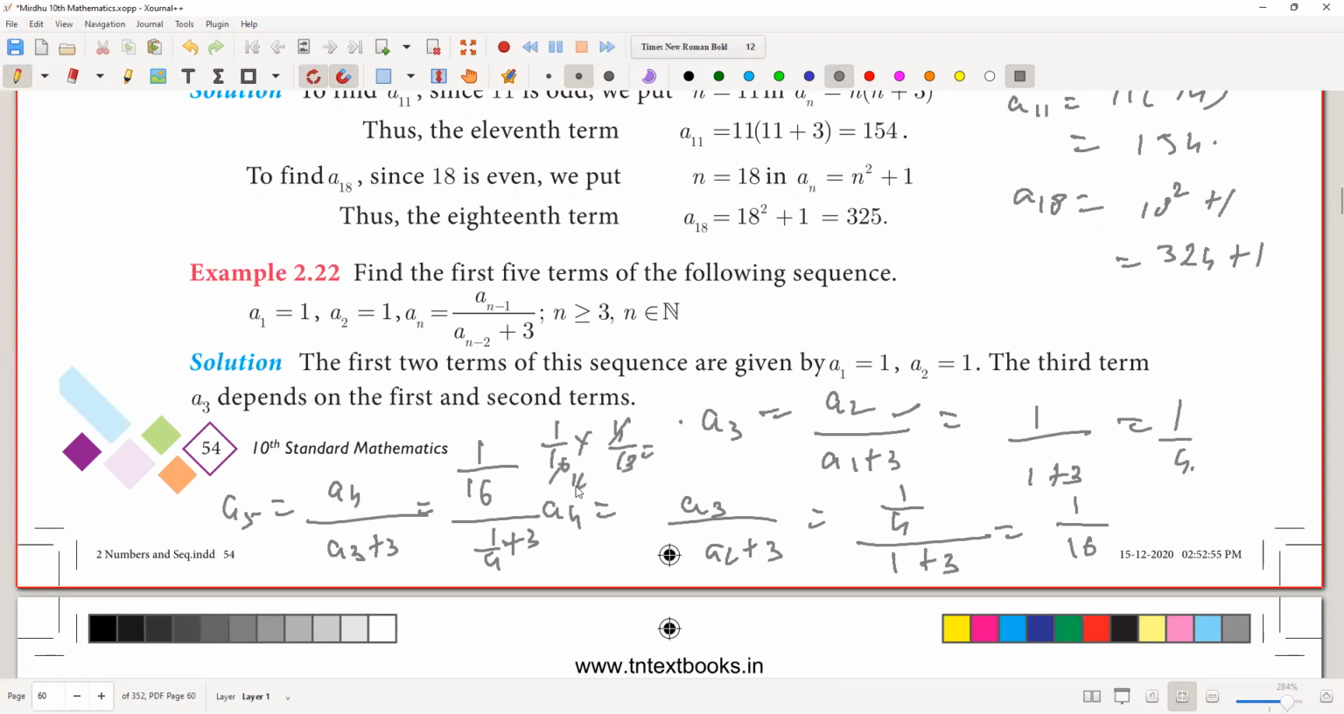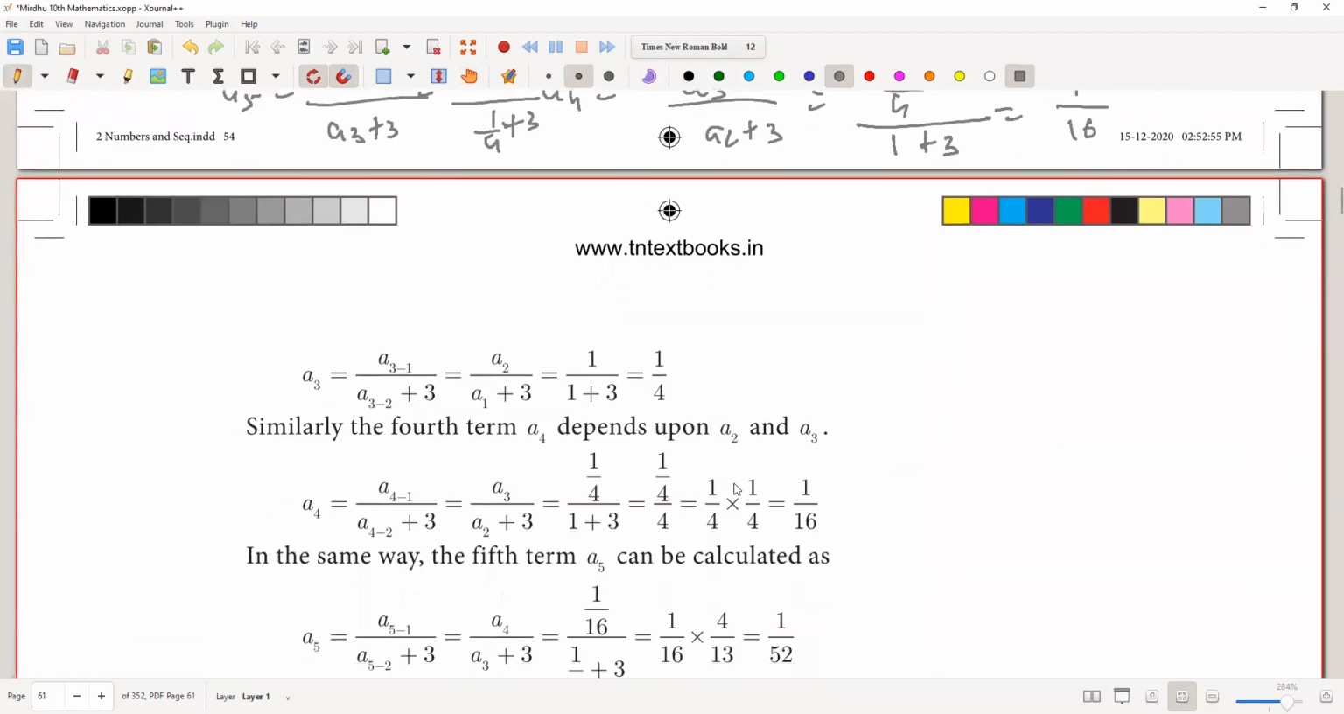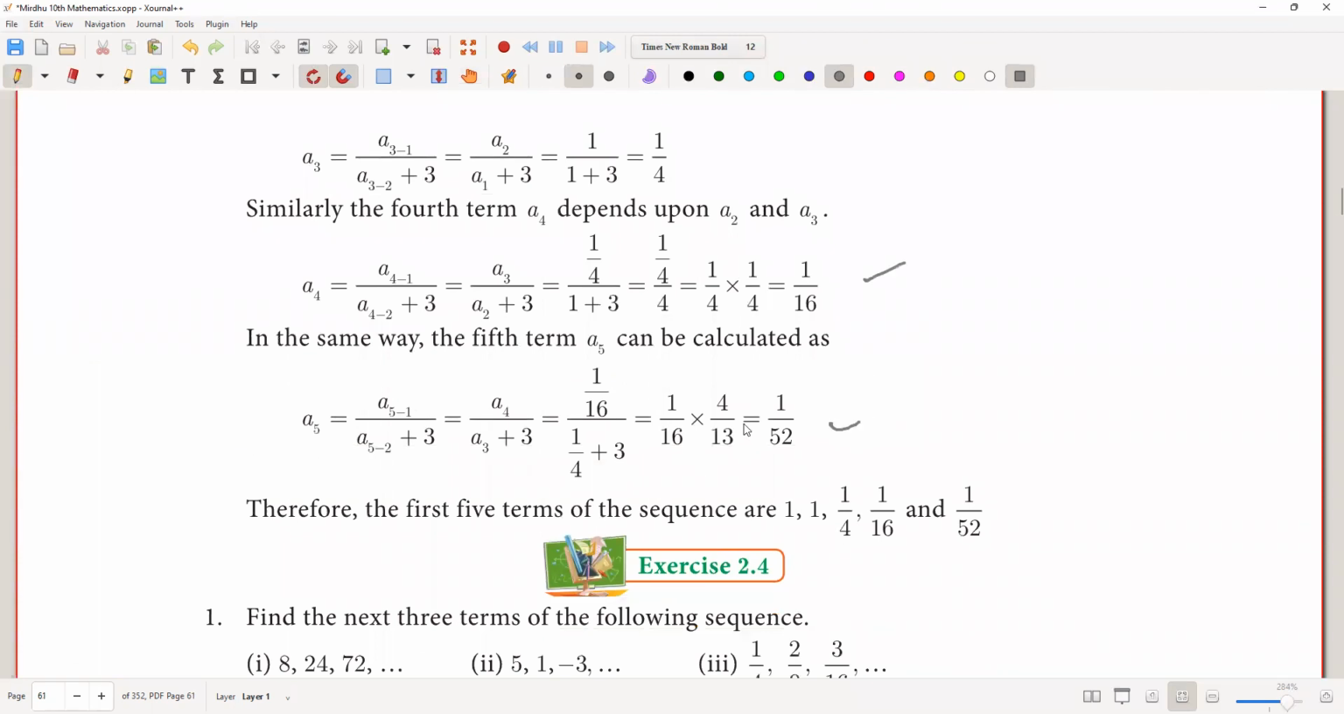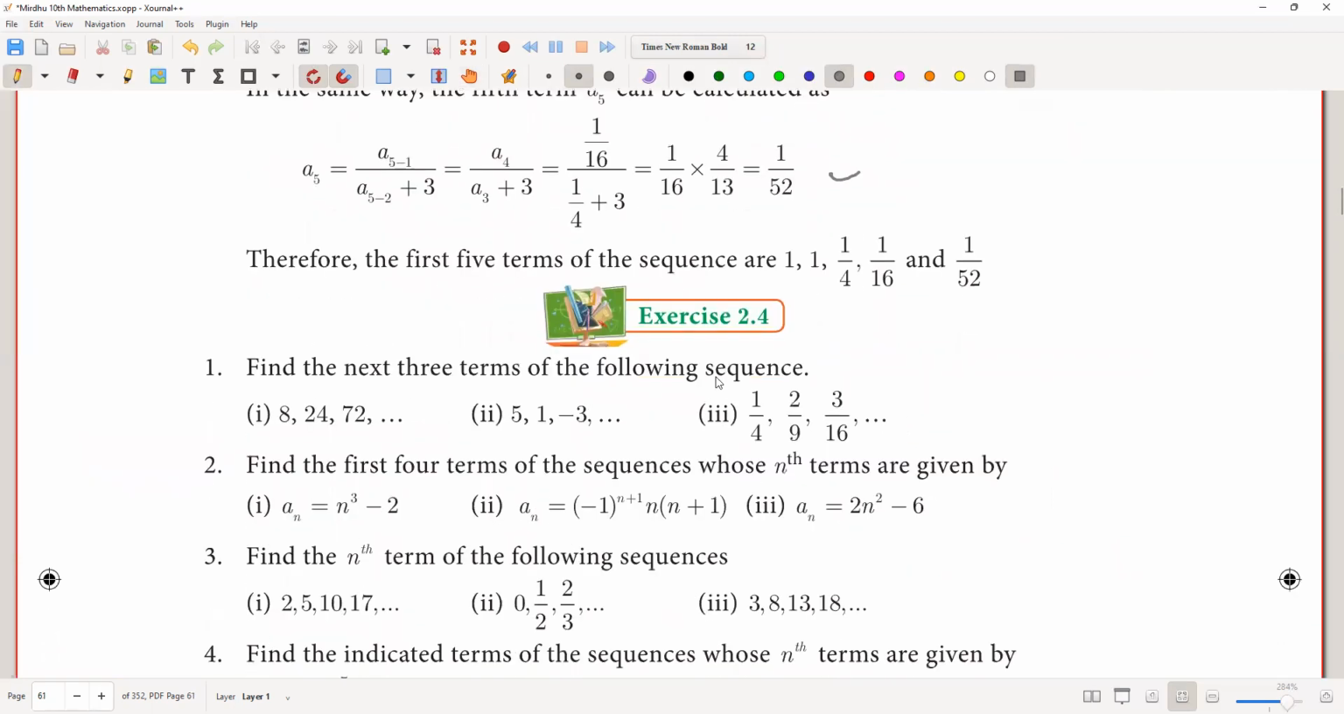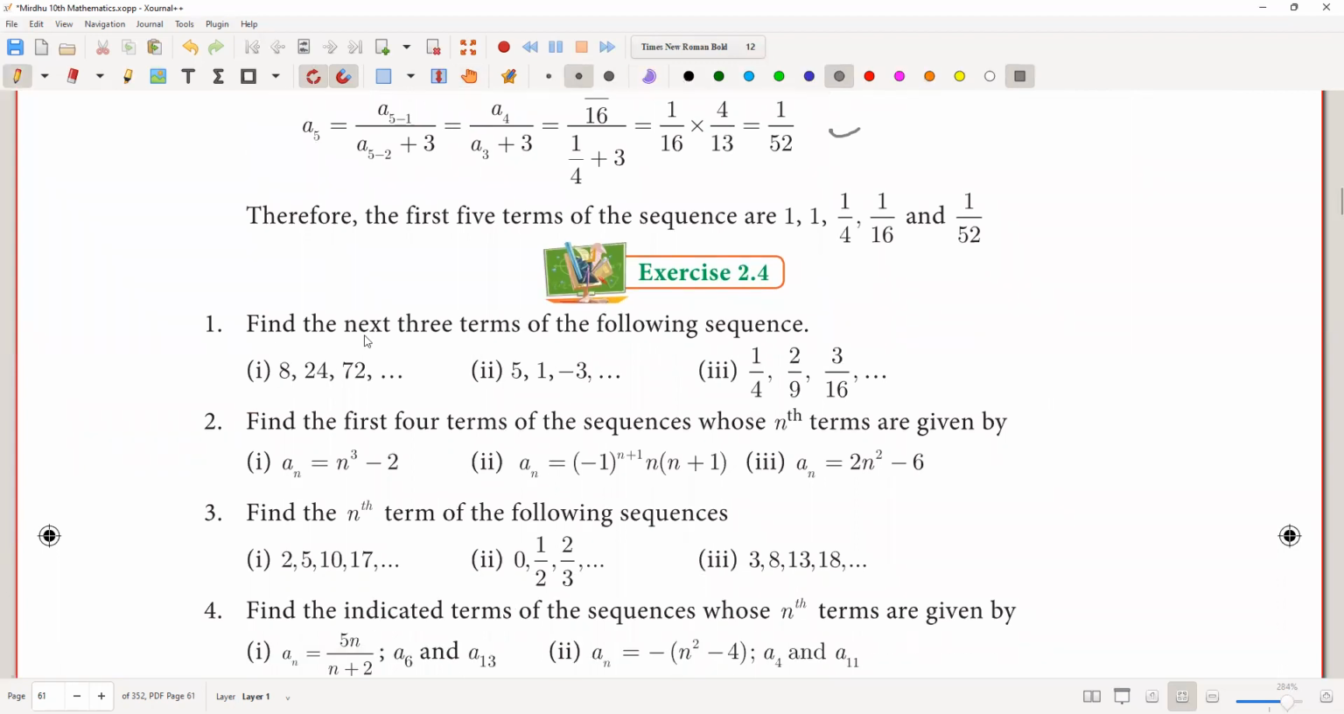So 4 into 13 is 52. 1 by 52 would be the fifth term. Like that, you would be proceeding one by one. See? All right. So find the next 3 terms. Into 3, into 3. So multiplying by 3, you will be getting the next three terms. 72 into 3. What is 72 into 3? 216. Good. 216.